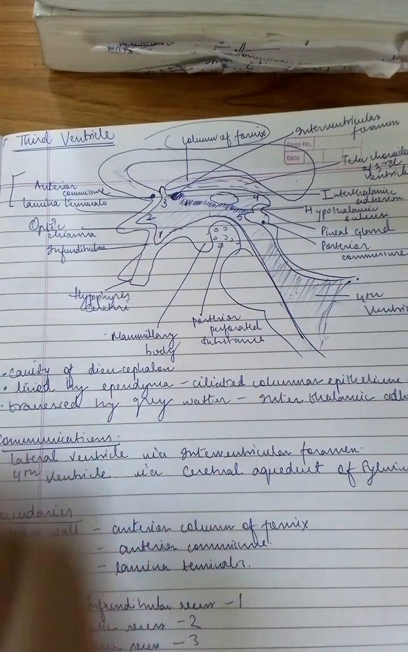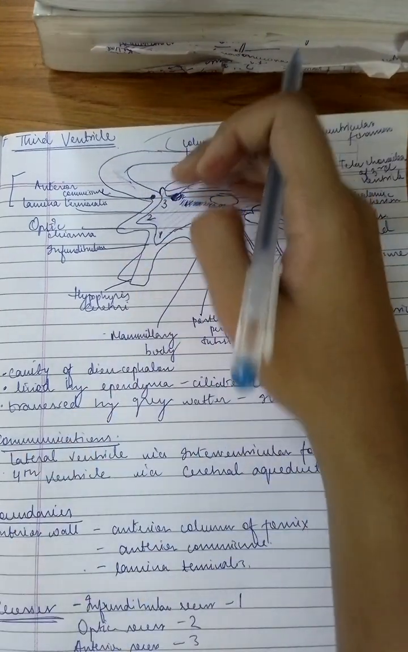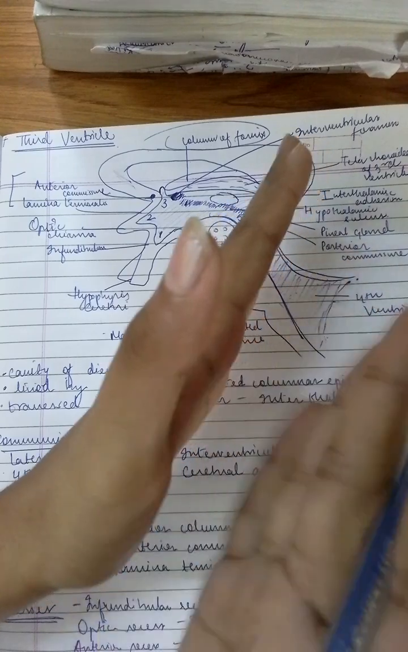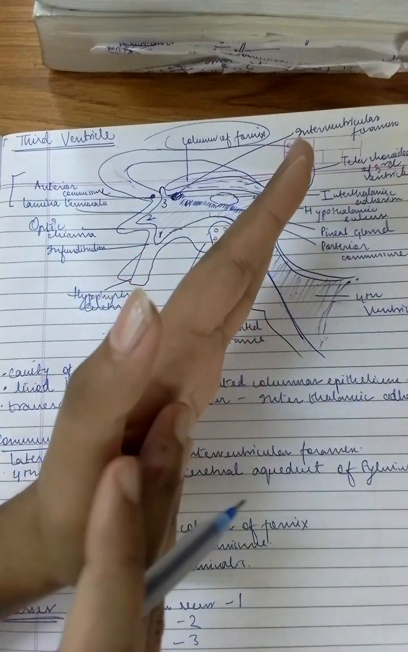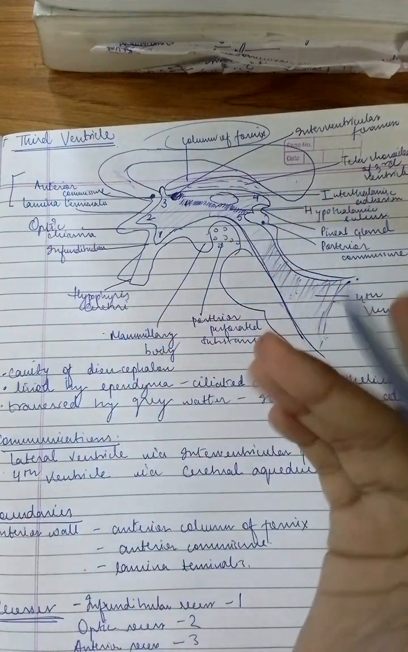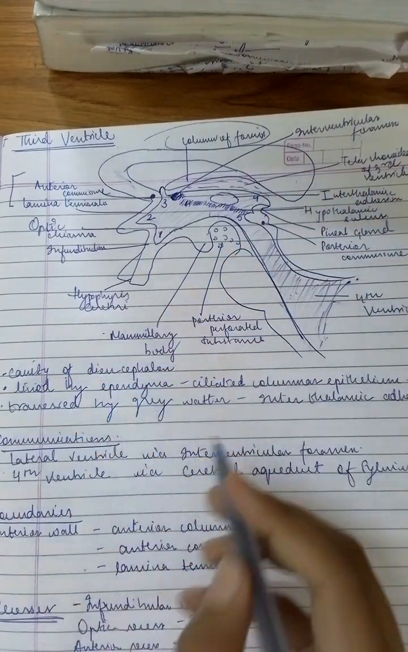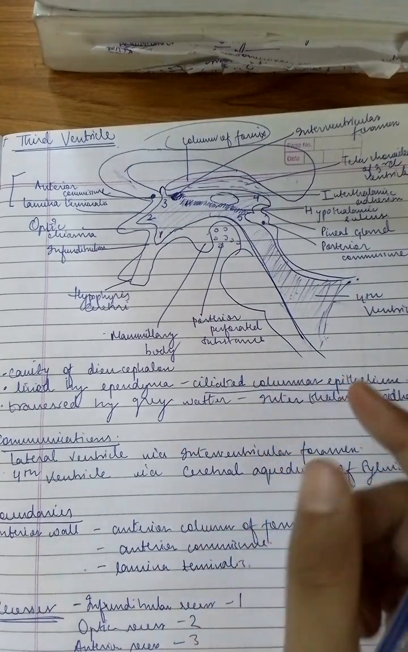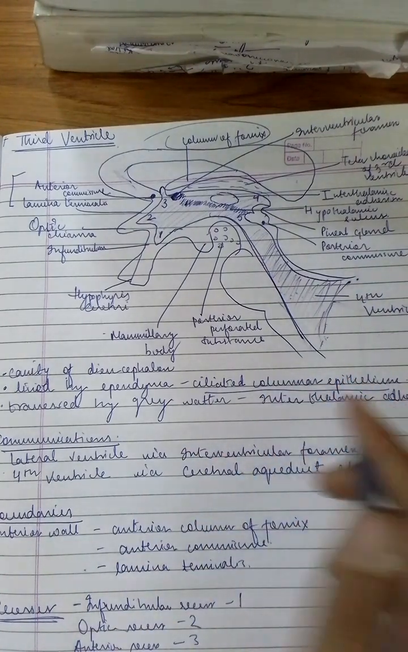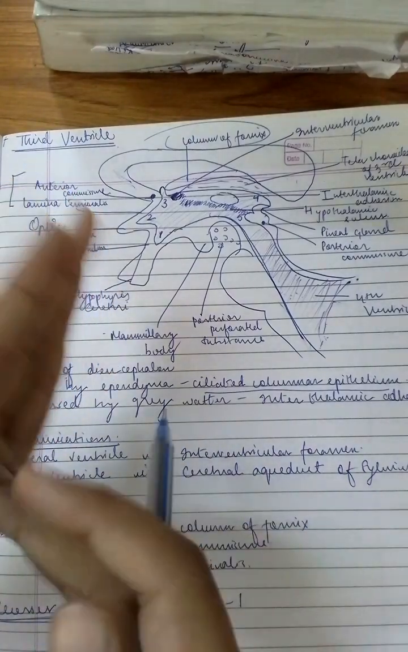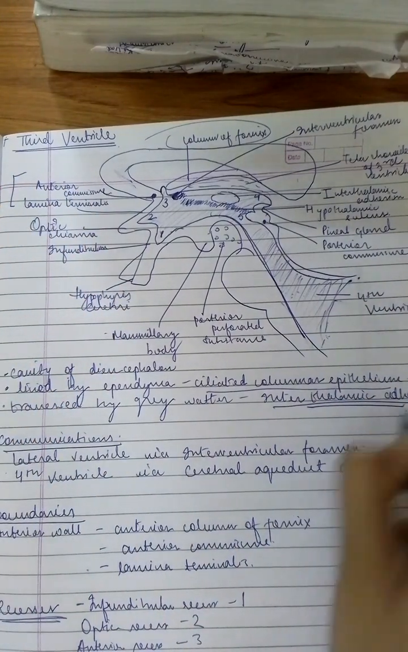So this is the cavity of the diencephalon. The diencephalon, that is the thalami, are present like this, and between them this cavity is present, and inside that cavity CSF is accumulated. So we are calling it the third ventricle. It is lined by ependyma, which is ciliated columnar epithelium. In the spinal cord, the central canal is also lined by ciliated columnar epithelium, which is ependyma. It is traversed by an interthalamic adhesion, which is gray matter.